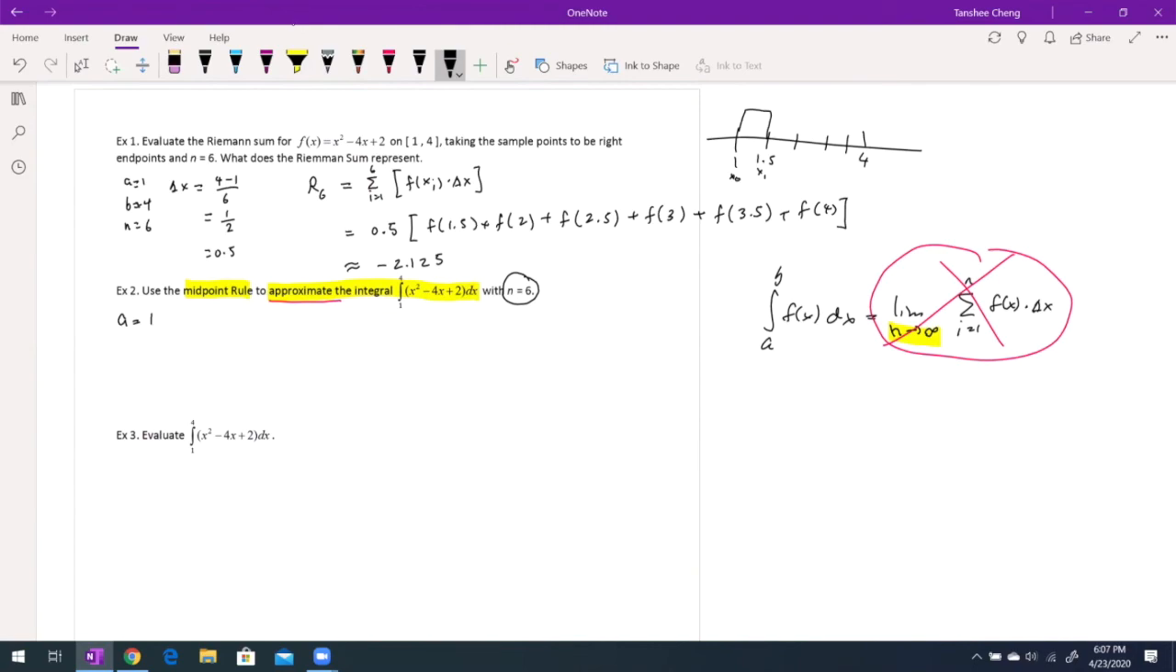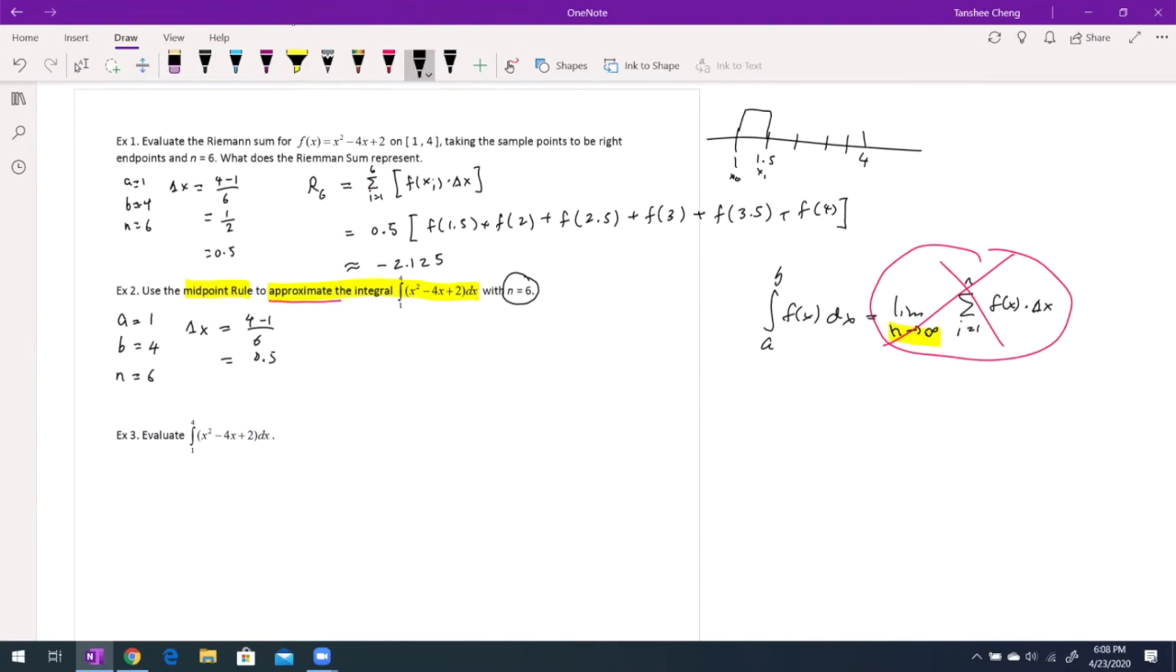The lower bound is 1. The upper bound of the interval is 4. So this notation basically helps you to see what my interval is. And with n equal to 6, we have a delta x equal to what? 4 minus 1 divided by 6, which is 0.5.